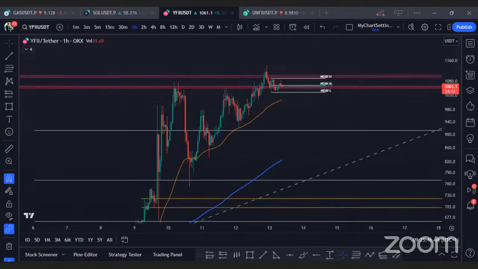What other token are you guys looking at? Let me know, okay? Any token you're looking at, let me know. Let's look at it together, guys.